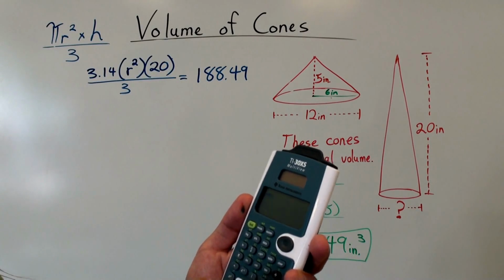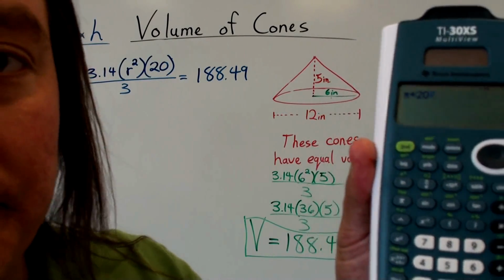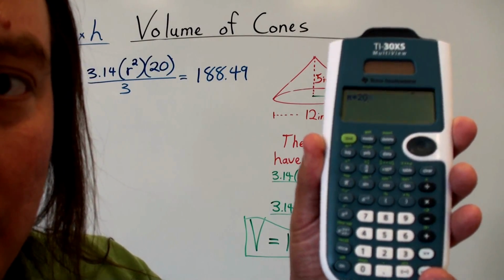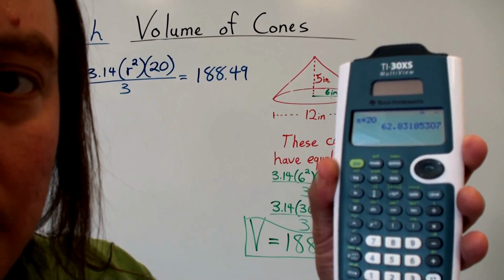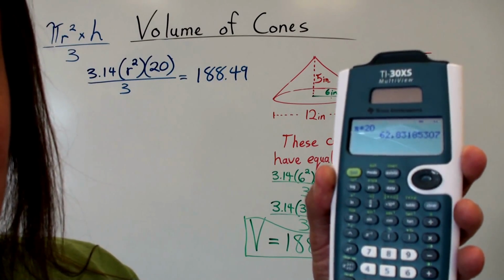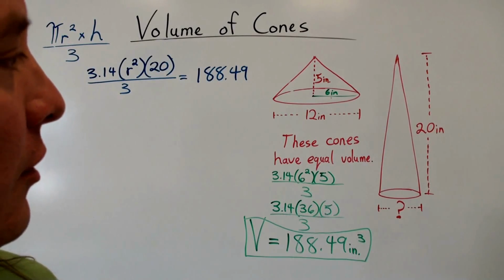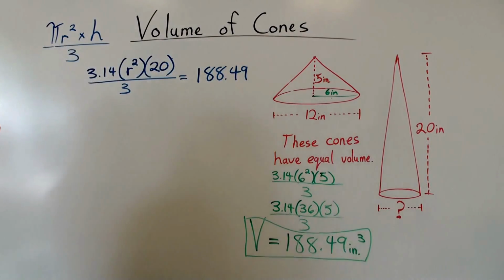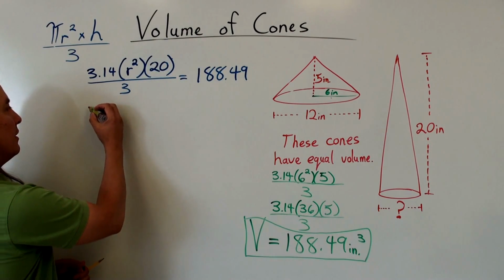I'll just type it in first, pi times 20. Pi times 20 is equal to 62.83. And that's what we'll use. Yeah, 62.83 is good enough. It's accurate enough for our purposes.